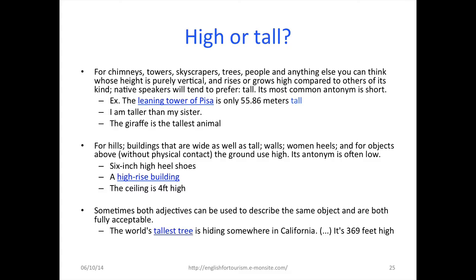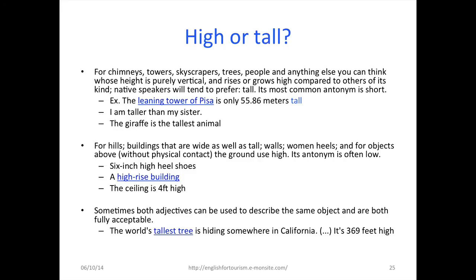High or tall. For chimneys, towers, skyscrapers, trees, people, and anything else whose height is purely vertical and rises or grows high compared to others of its kind, native speakers will tend to prefer tall. Its most common antonym is short. Example, the Leaning Tower of Pisa is only 55.86 meters tall. I am taller than my sister. The giraffe is the tallest animal.